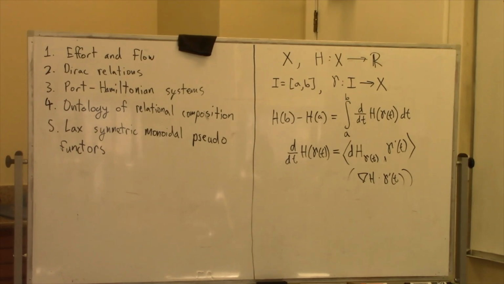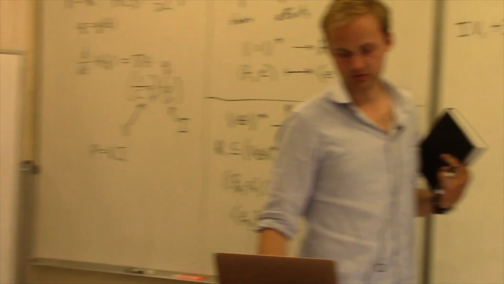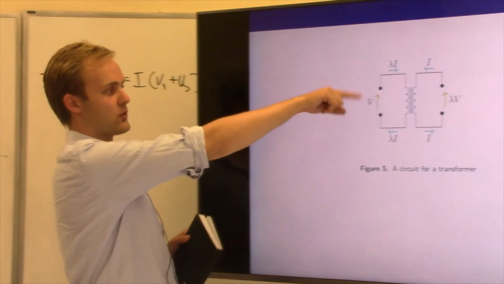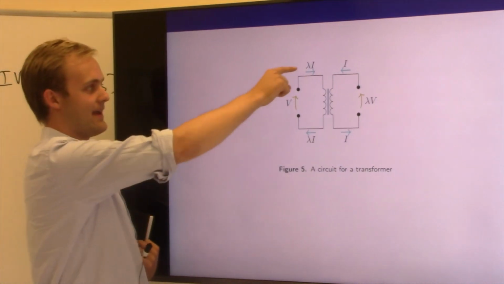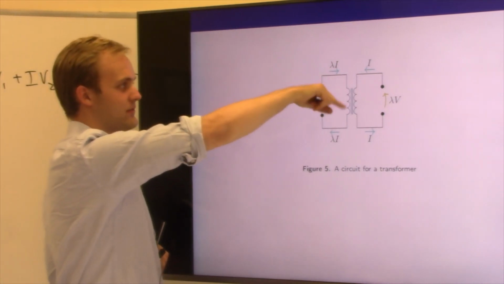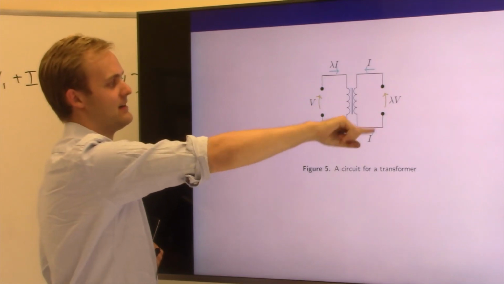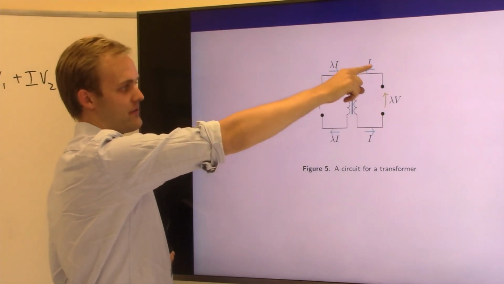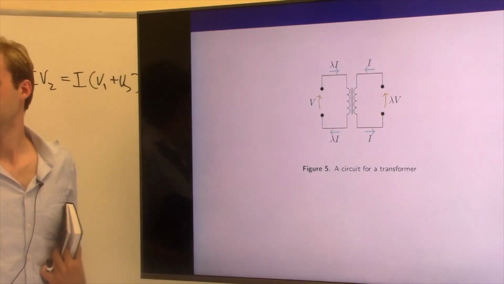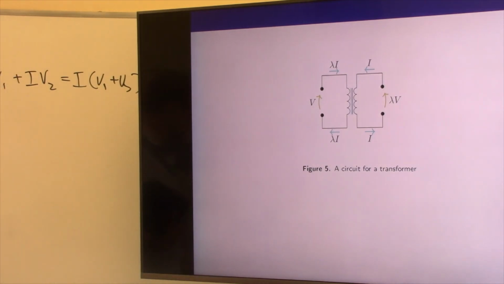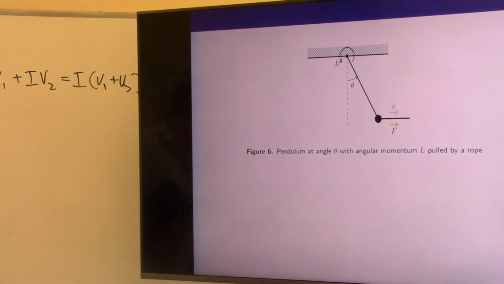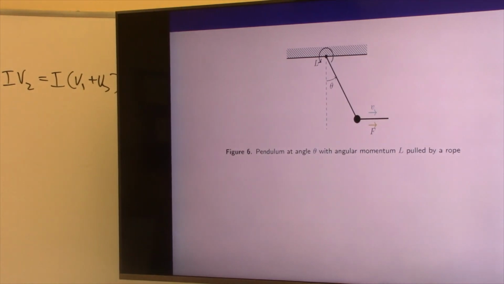Oh, one more Dirac relation. This is a transformer. We turn a current of lambda I and a voltage of V into a current of I and a voltage of lambda V. This is also power conserving. I don't have a great Dirac diagram notation for this yet. If anyone has any ideas, hit me up. But now we're going to talk about Port-Hamiltonian systems.